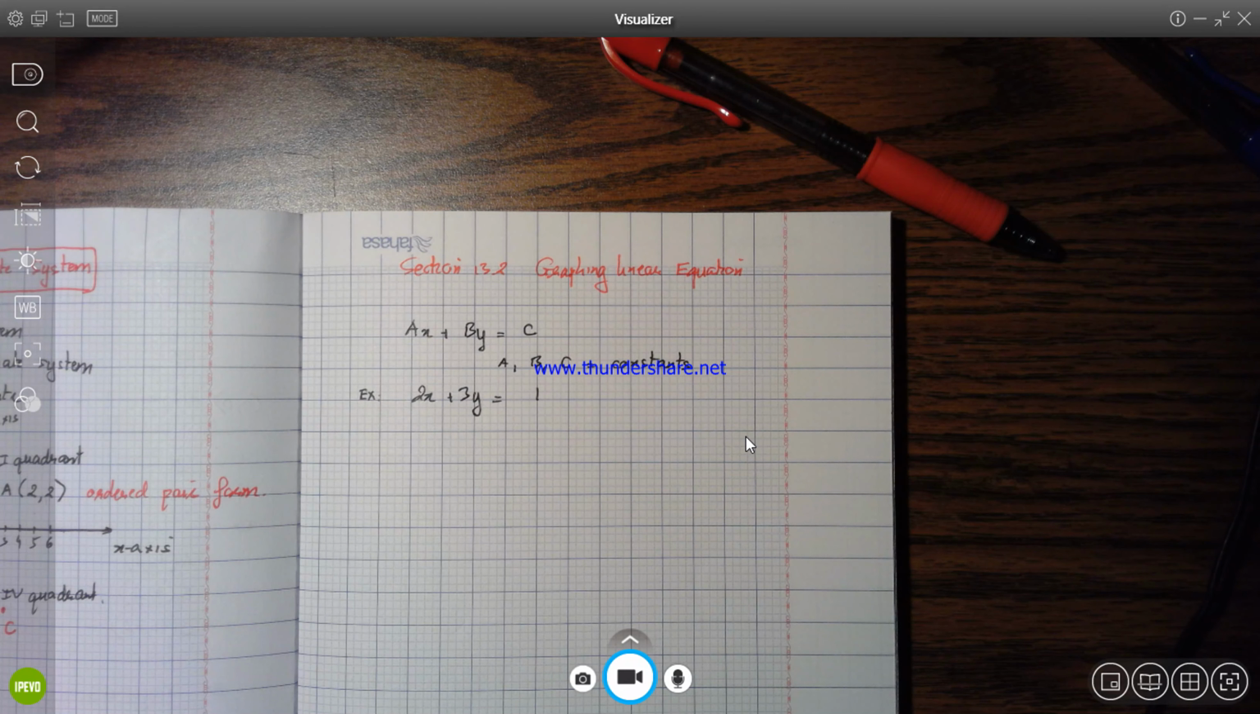This type of linear equation represents a line on the coordinate system. In this lecture, we will be learning how to graph the line represented by this linear equation, ax plus by equals c. So how are we going to graph it?